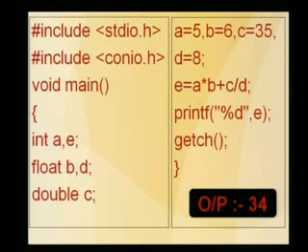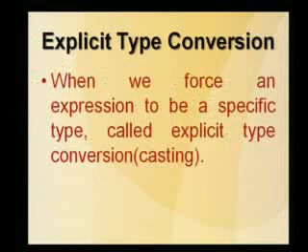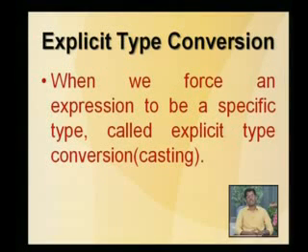So at the end we need to think about two things. The first one is the precedence of operators, and then finally we need to think about the implicit conversion or even the explicit conversion. Next is explicit type conversion. When we force an expression to be a specific type, that is called specific type conversion, or it is also called explicit type conversion or typecasting.